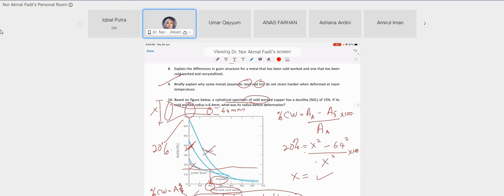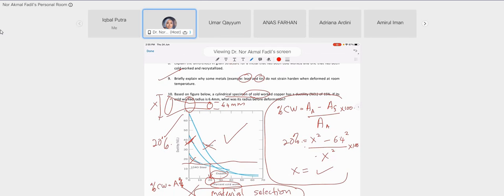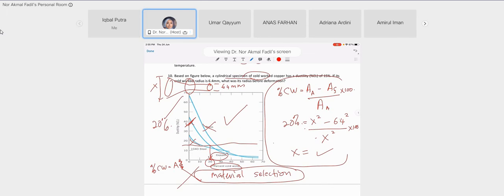That's the easiest way. Meaning, what is the radius before the deformation? It is applicable once you know how to use this diagram, and next you need to know the formula, how to define the cold working percentage.